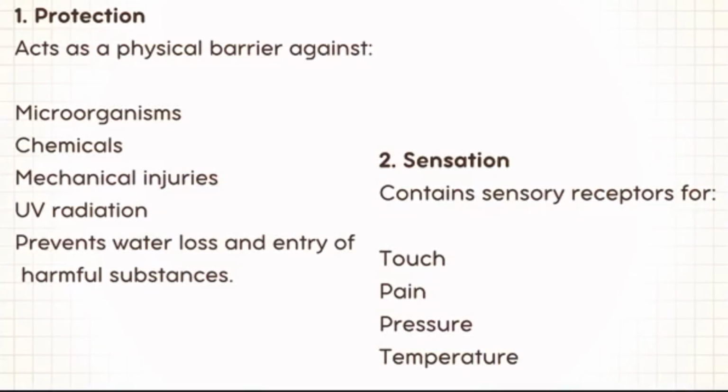The first one is protection. Protection acts as a physical barrier against UV rays, pathogens, and physical damage. The second one is sensation. Sensation contains the sensory receptors like touch, pressure, pain, and temperature.